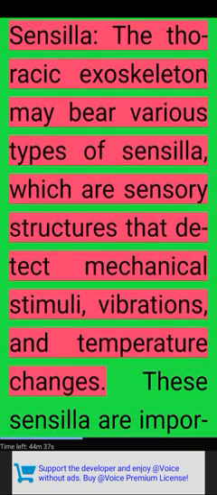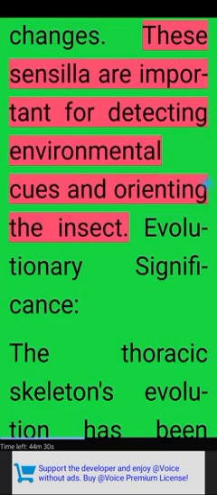Sensory structures. Cincilla. The thoracic exoskeleton may bear various types of cincilla, which are sensory structures that detect mechanical stimuli, vibrations, and temperature changes. These cincilla are important for detecting environmental cues and orienting the insect.